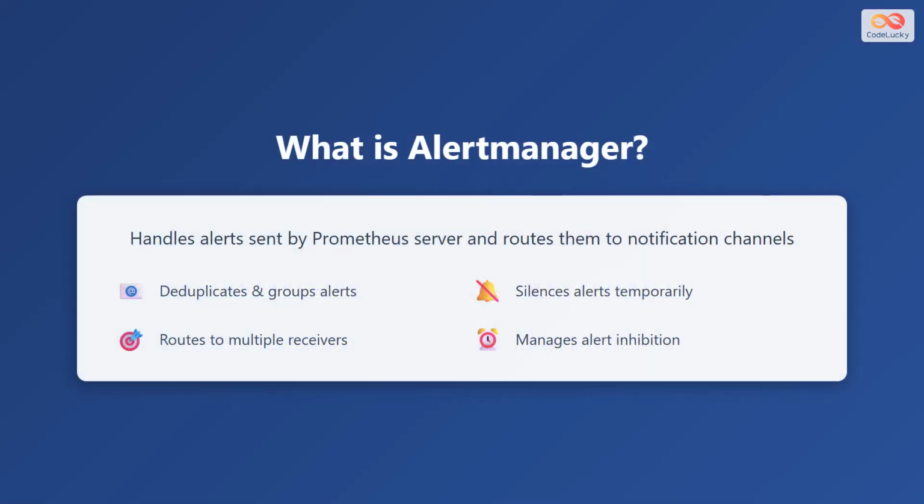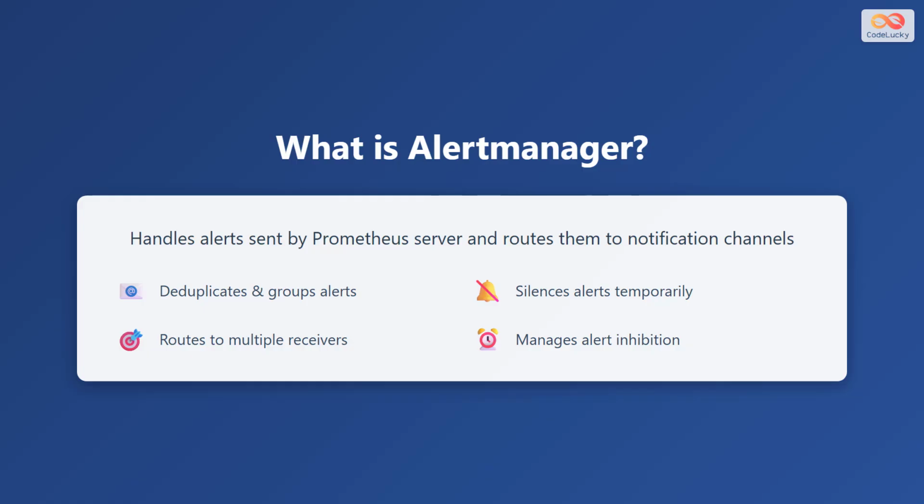Alertmanager is a component that handles alerts sent by the Prometheus server and routes them to various notification channels. Think of it as a smart middleman between Prometheus and your communication tools. It performs 4 critical functions. First, it deduplicates and groups similar alerts together, so you don't get overwhelmed with duplicate notifications.